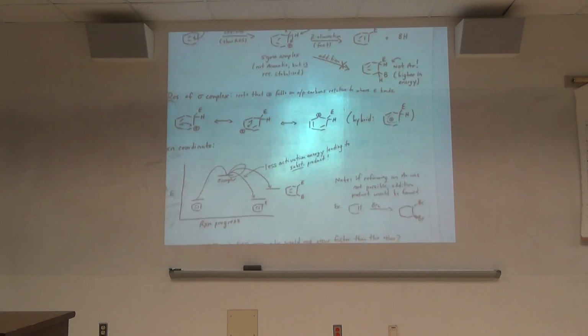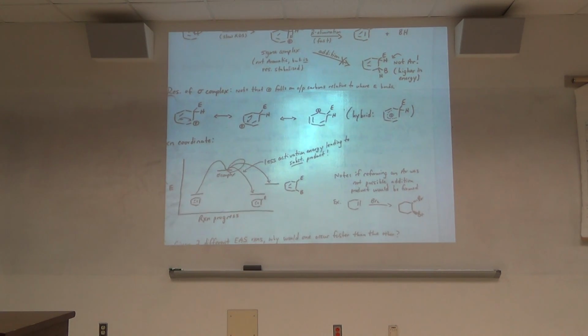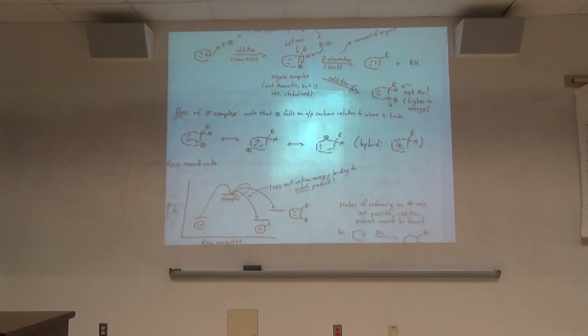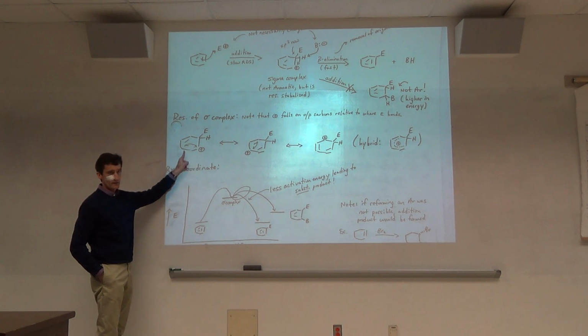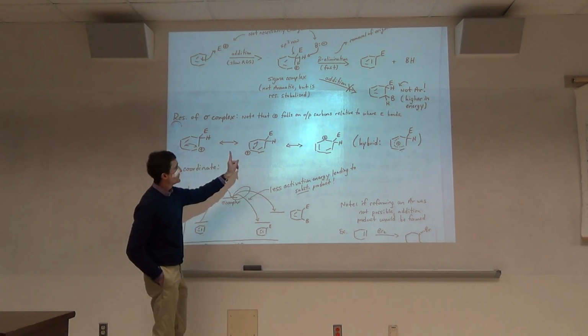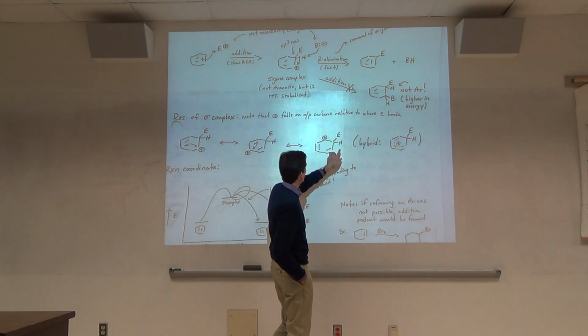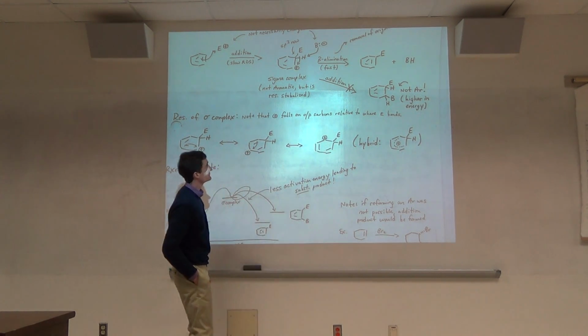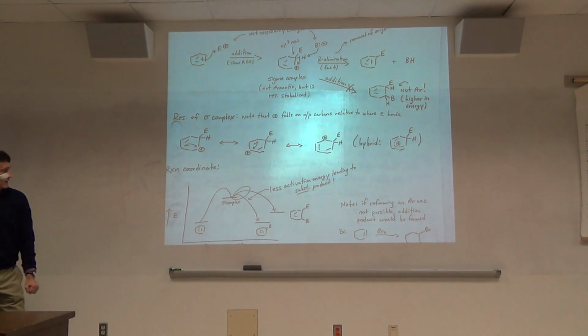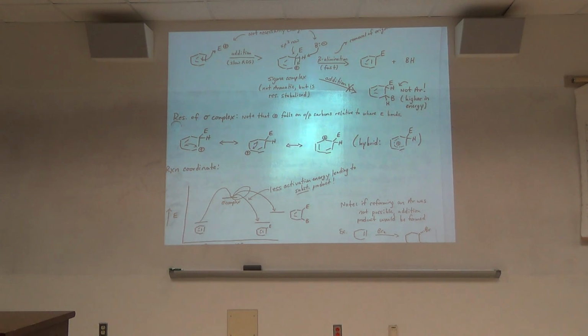Any questions about the introductory mechanism? The EAS mechanism, electrophilic aromatic substitution. Any questions about it? You need to know how to draw your resonance structures for your cation. Okay? You do get a resonance stabilized cation. From there, something removes the H to restore the aromaticity. Questions about that?